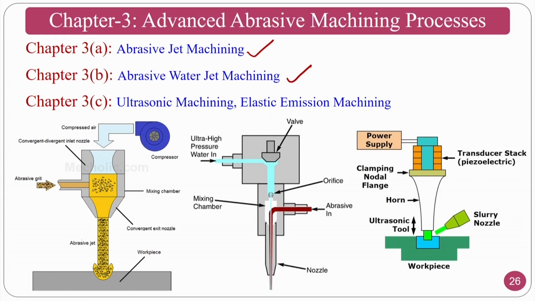You will also study ultrasonic machining, where a piezoelectric transducer gives ultrasonic vibrations, and an abrasive slurry containing abrasive particles is passed from the slurry nozzle, and the tool will reciprocate and you will generate the converse of whatever shape is there. We will also study elastic emission machining, which is one of the latest trends of machining, and you can also call it a finishing operation, because you can remove material in a very minute amount.